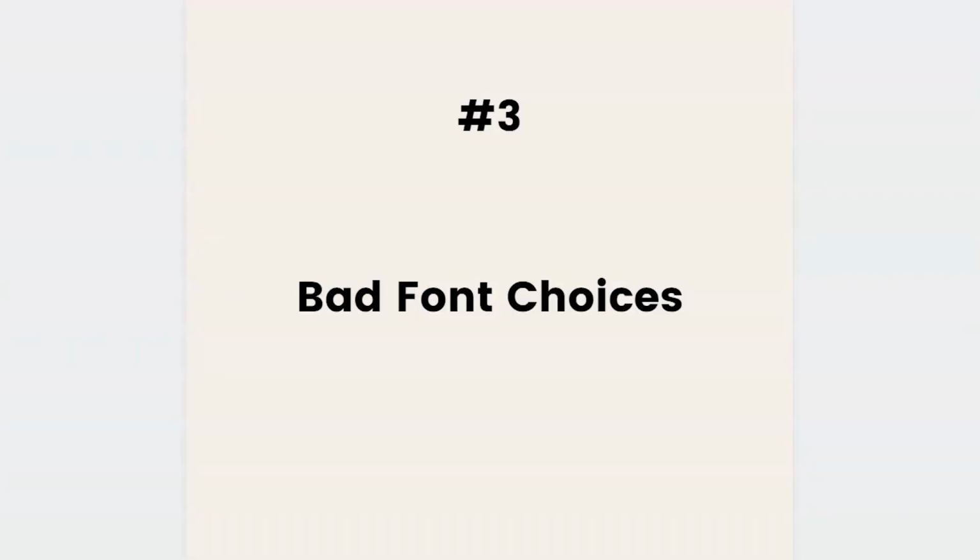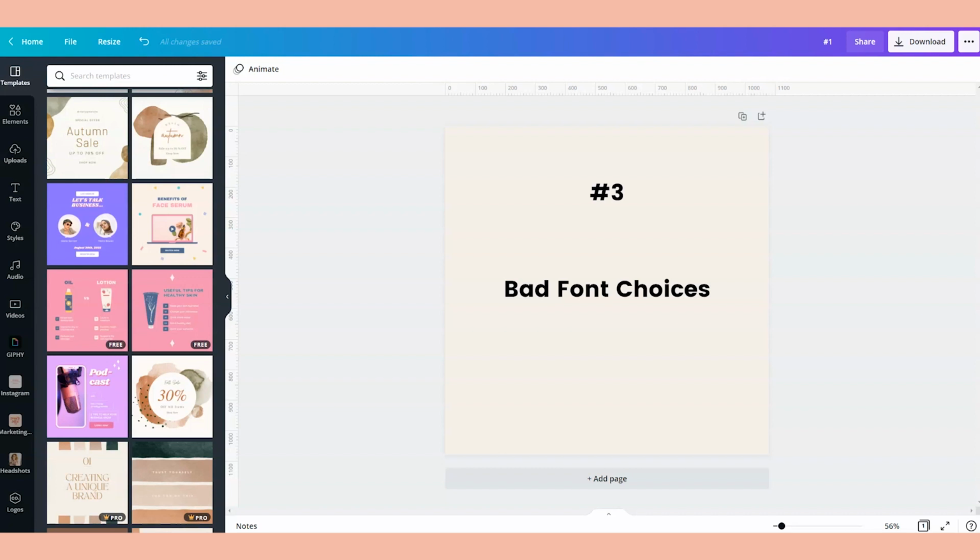The third common mistake that I see in graphic design or designs on Canva is bad or poor font choices. So when it comes to your brand, you've probably got some fonts that you've decided work really well for your brand, and so you're using those fonts probably on all of your graphics or all of your website and everywhere that your audience interacts with you.